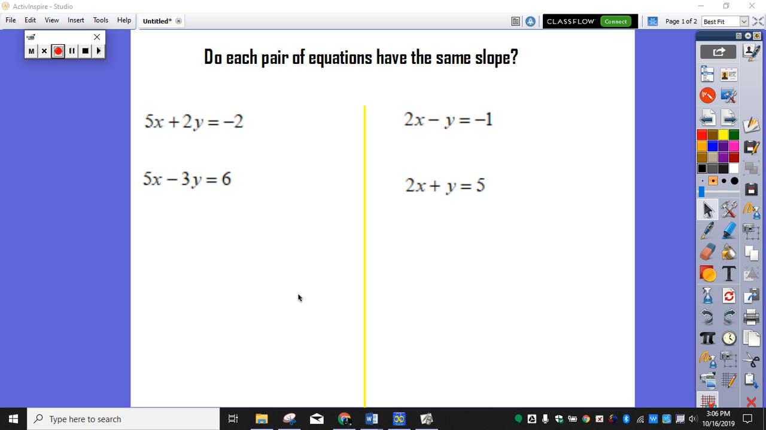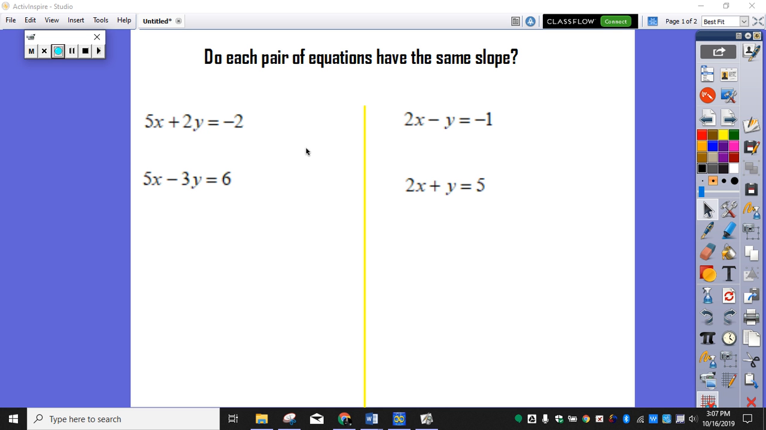Hello, this is Mrs. Taylor, and I'm going to show you how to compare the slopes of two equations in standard form. So this first pair, they're asking, do they have the same slope? When I look at it, I see that both of these equations start with 5x, and so first impression is maybe they do have the same slope because they both start with 5x.